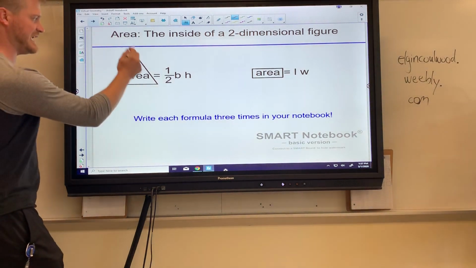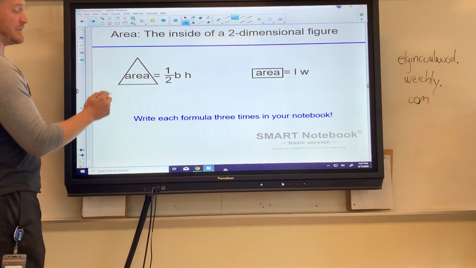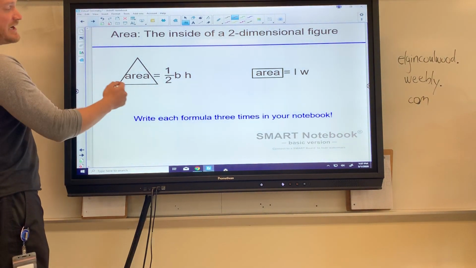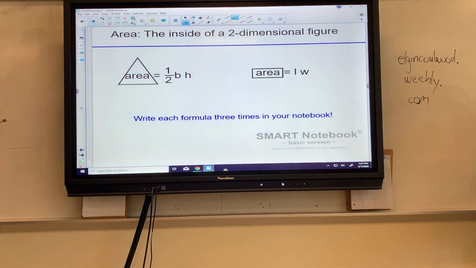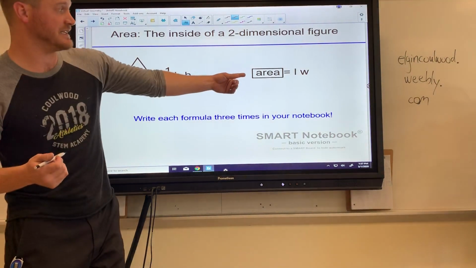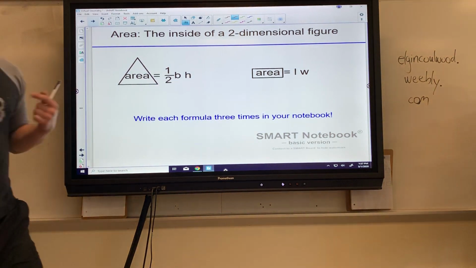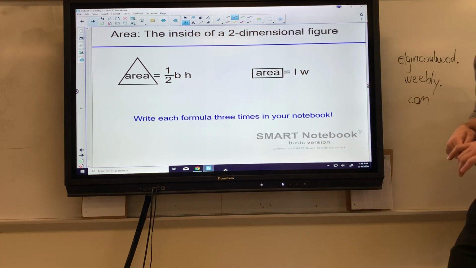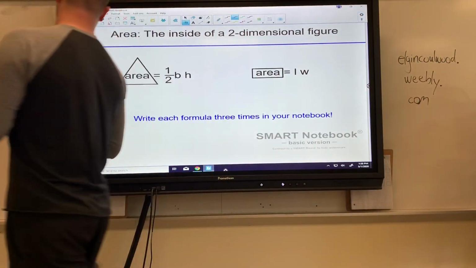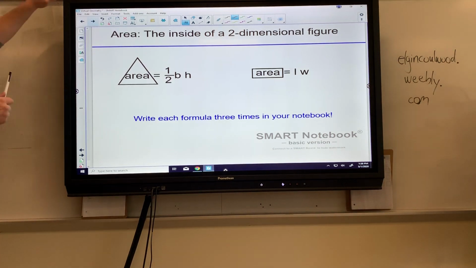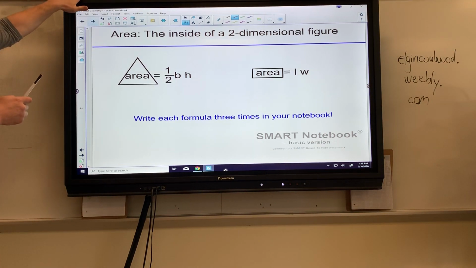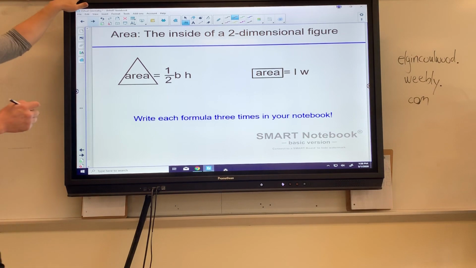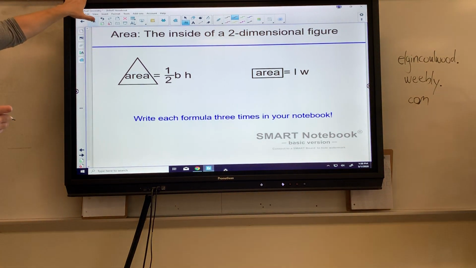So this one's in a triangle because this is the area of a triangle we just talked about in the warm-up. The area of a triangle is 1/2 times base times height. Over here, it's in a rectangle because the area of a rectangle or square is length times width. Please memorize those, write those down as many times as it takes to know that a triangle, you gotta take half of it, 1/2 base times height. And a rectangle is pretty easy, just length times width.